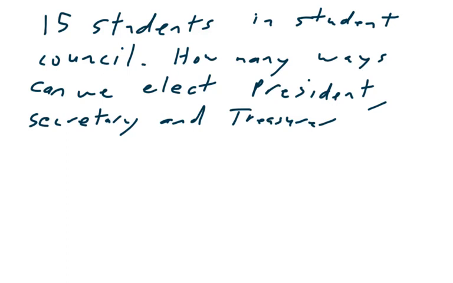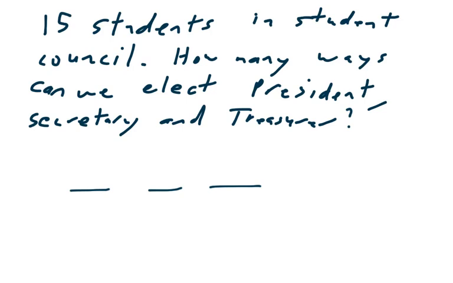Today's lesson is going to be on combinations and permutations. And so the first question says, if we have 15 students who are in student council, how many different ways can we elect a president, a vice president, a secretary, and treasurer?